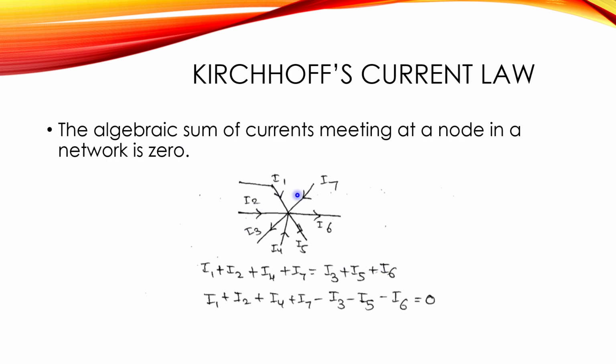So, in this circuit, I1, I2, I4 and I7 are incoming currents, I3, I5 and I6 are outgoing currents, and the sum of currents entering a node will be equal to 0. So, I1 plus I2 plus I4 plus I7 minus I3 minus I5 minus I6 will be equal to 0.